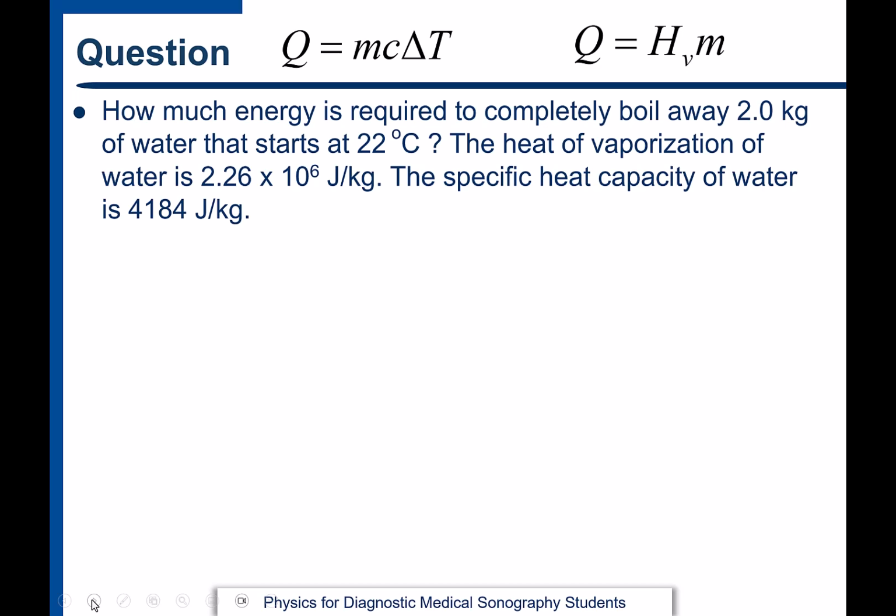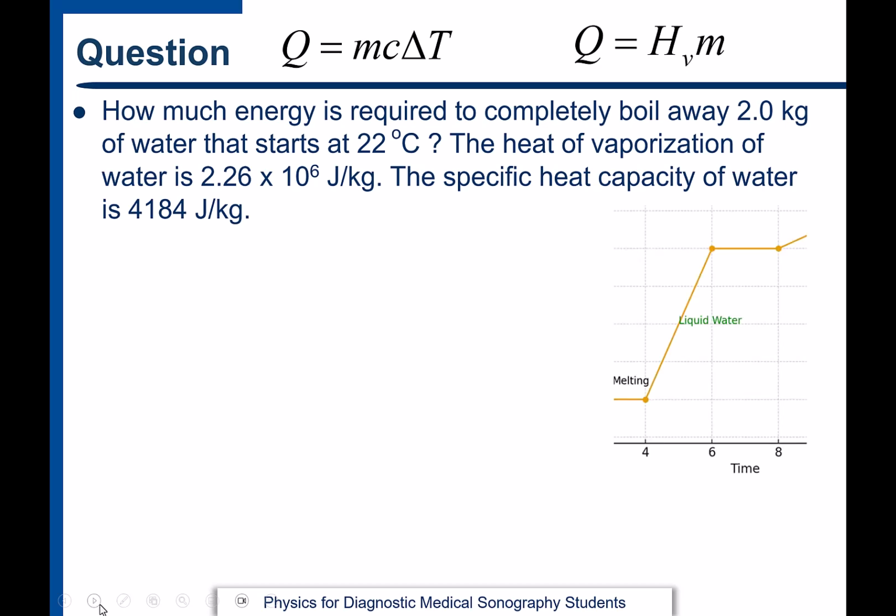How much energy is required to completely boil away 2 kilograms of water that starts at 22 degrees Celsius? The heat of vaporization of water is 2.26 times 10 to the 6th joules per kilogram. The specific heat capacity of water is 4,184 joules per kilogram.